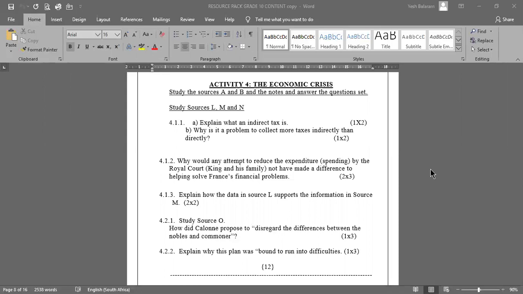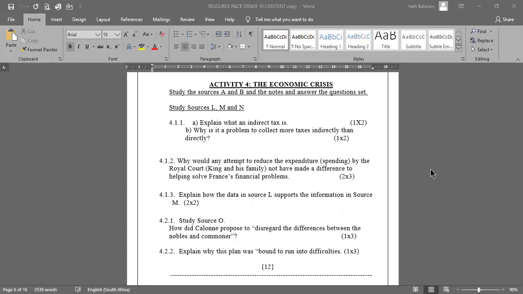One other thing to remember, you must use words from the question to answer. So let's look at the first one. Explain what an indirect tax is. If you recall my instructions, I said use words from the question. So you would start by saying an indirect tax is, and you would complete your answer.